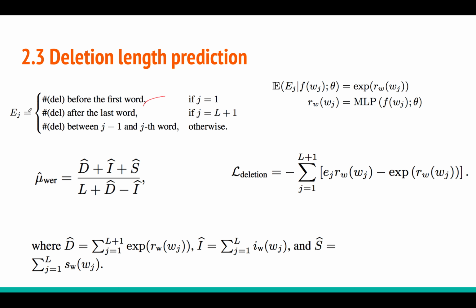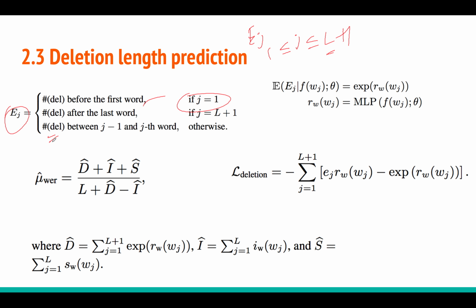So the idea is, assume you have a random variable e_j, and j could go from 1 to L plus 1. So L here is basically, as I said, the number of words in the predictions, in the hypothesis, right? Now e_j can take three different things. So first, if j equals 1, the e_j variable has to predict the number of deletions before the first word. If j is L plus 1, it takes the number of deletions after the last word.